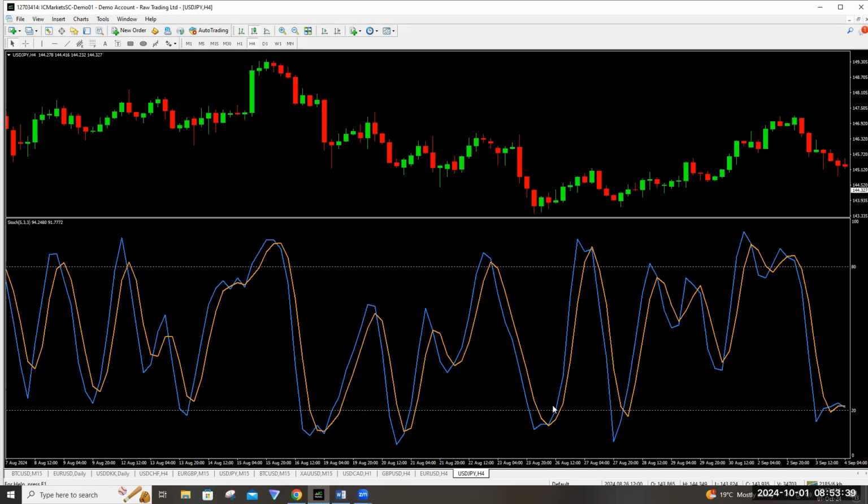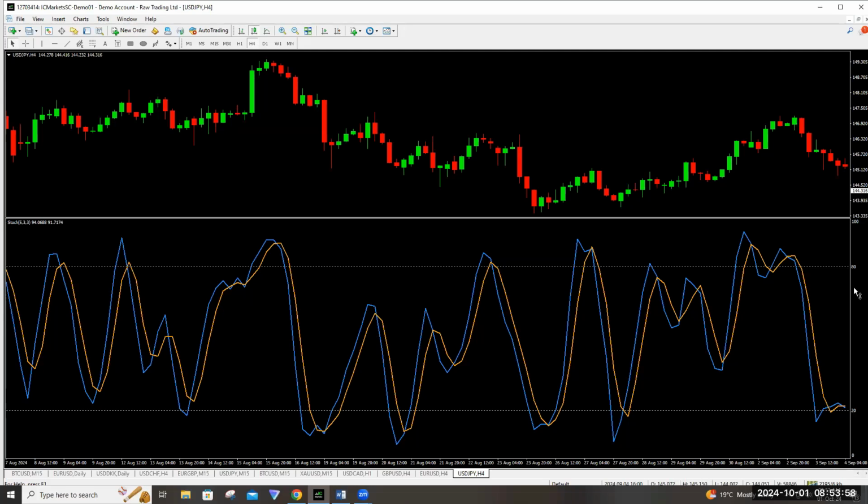Is the blue line at the top? If that is so, then the market is pushing up. If the orange line is at the top, then the market is pushing down. Now, the stochastic oscillator also has levels. At the far right side, you see there are levels. It has 100, 80, 20, and 0.